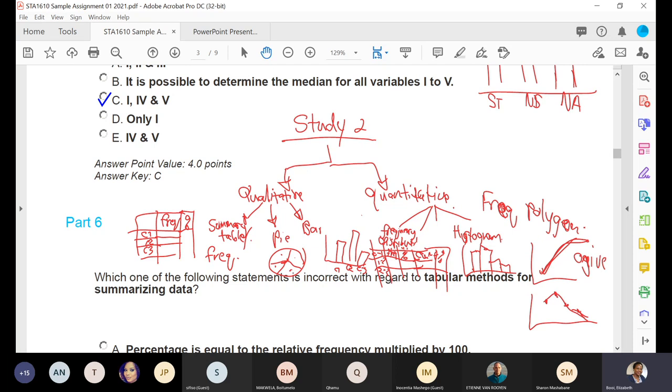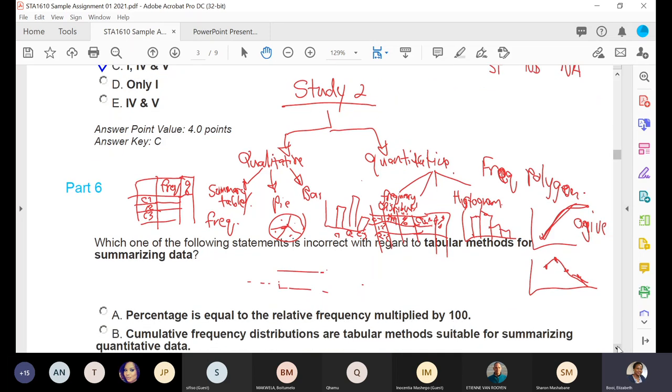You can also get what we call a stem and leaf plot. Remember a stem and leaf plot? A stem and leaf plot, we do it in chapter 3. Let me not go into the stem and leaf plot.